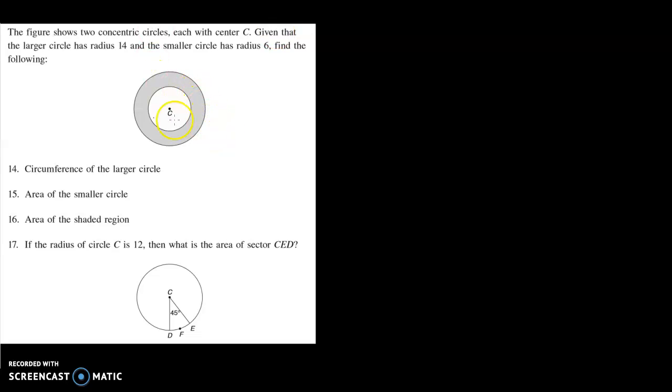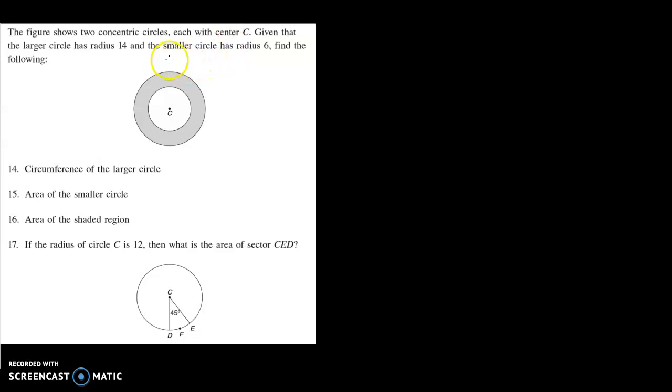Okay, let's do a few more problems illustrating circles. Let's do this one. Let's look at something that's maybe a bit more complicated for a circle. This one says the figure shows two concentric circles, each with the center C.